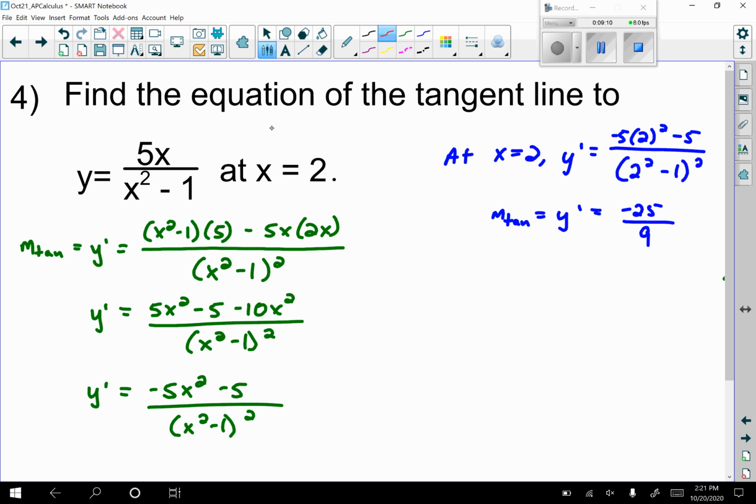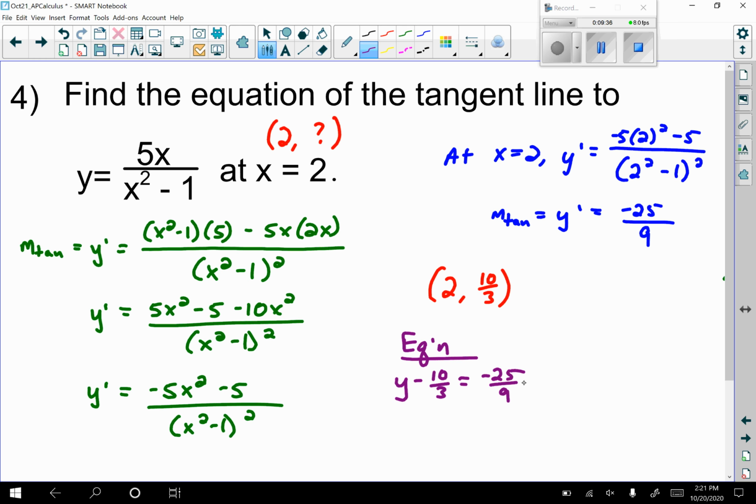To finish the point, right now we have still 2 comma whatever. This will become the point. We'll get a 10 over 3, so 10/3 is the y value there. All right, so again, to write the equation out, we'll say y minus 10/3 equals negative 25 ninths times x minus 2, so that works, or we could put this in slope-intercept form.